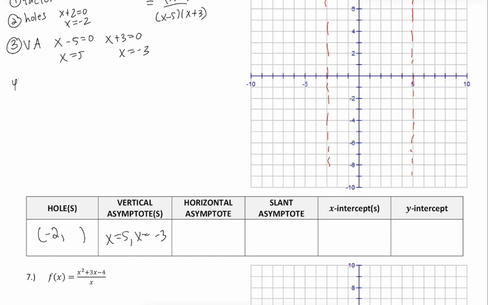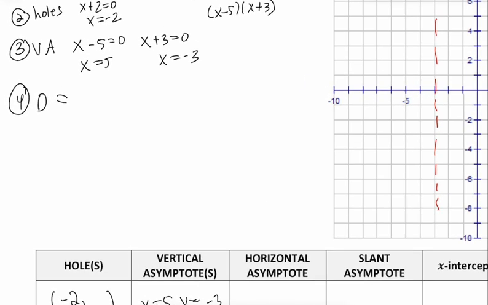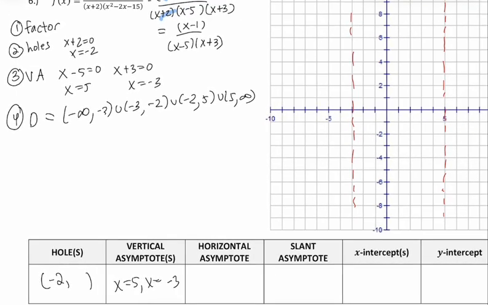So that means that for our domain, we are going to be skipping 3 things. The holes and the vertical asymptotes are our discontinuities. Skip them. So we're going to skip -3. We're going to skip -2. We're going to skip 5. Okay. Next, after we've done that much, the next thing I would suggest doing are the zeros and the y-intercept.